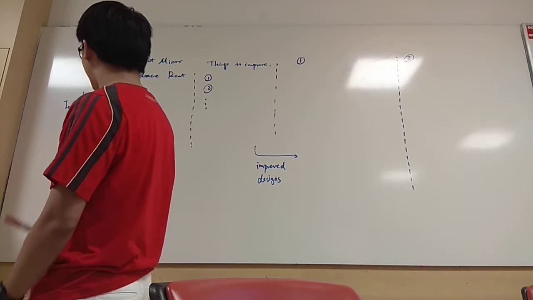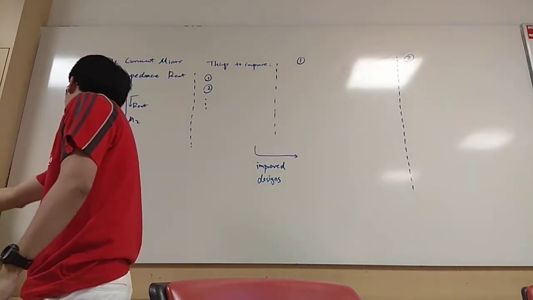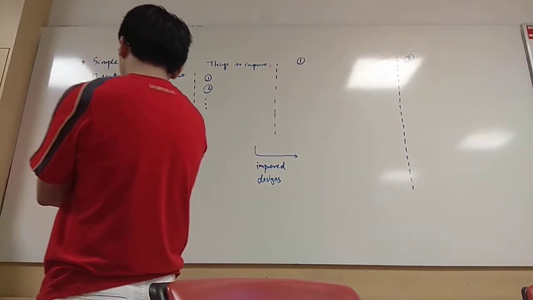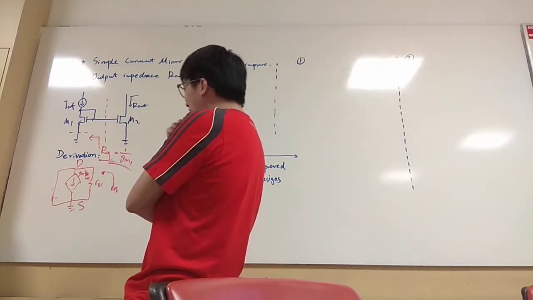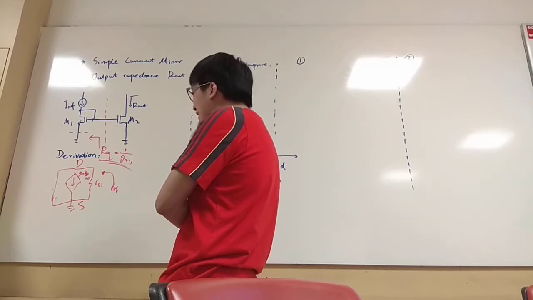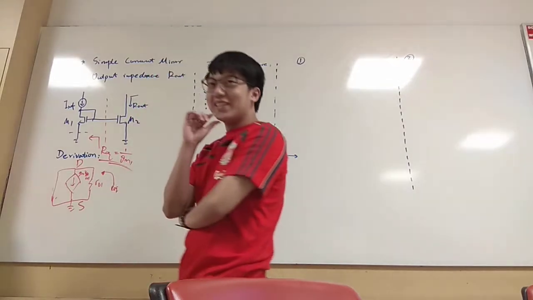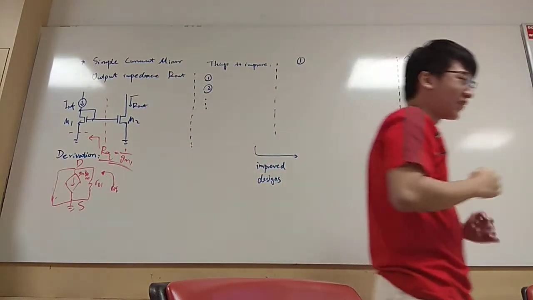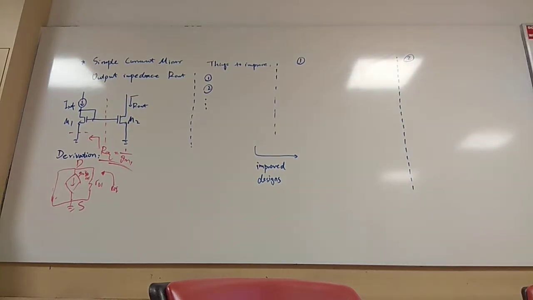My friend. You must trust yourself, not your friend. Is that the correct hybrid pi model for your MOSFET? This one is just memory gain, right? What's the hybrid pi model of a MOSFET?